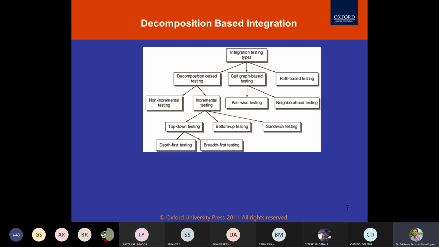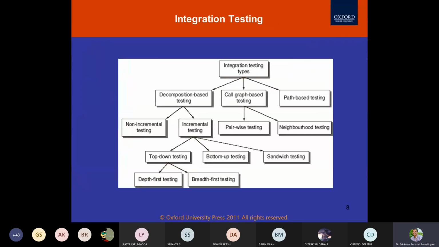So this is what we are going to discuss in decomposition based. Coming to the call graph, we are going to do pair-wise testing and neighborhood testing. Path-based testing is a general model. We will see one by one. First we will discuss the decomposition technique.